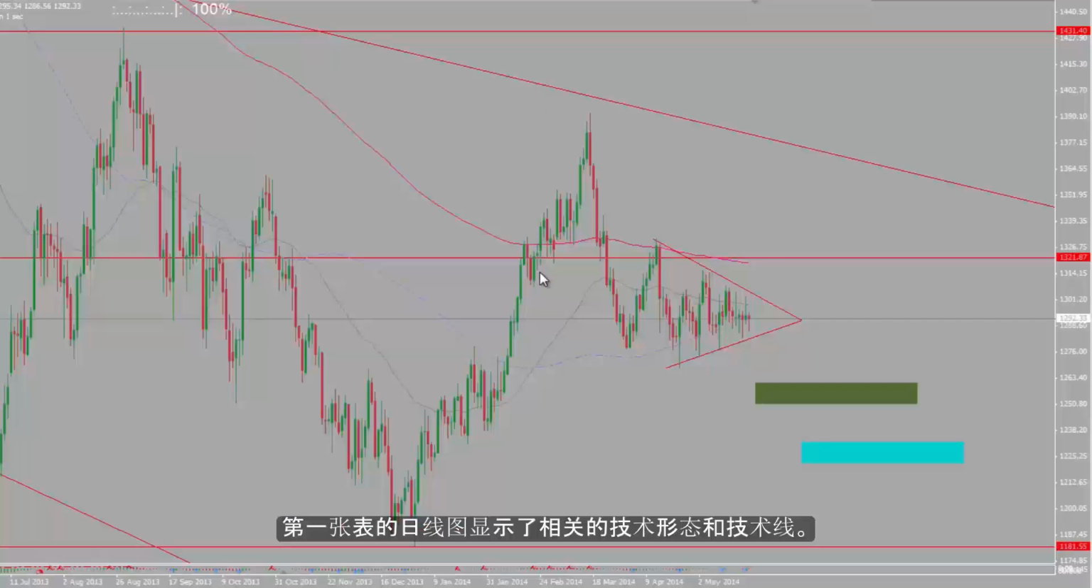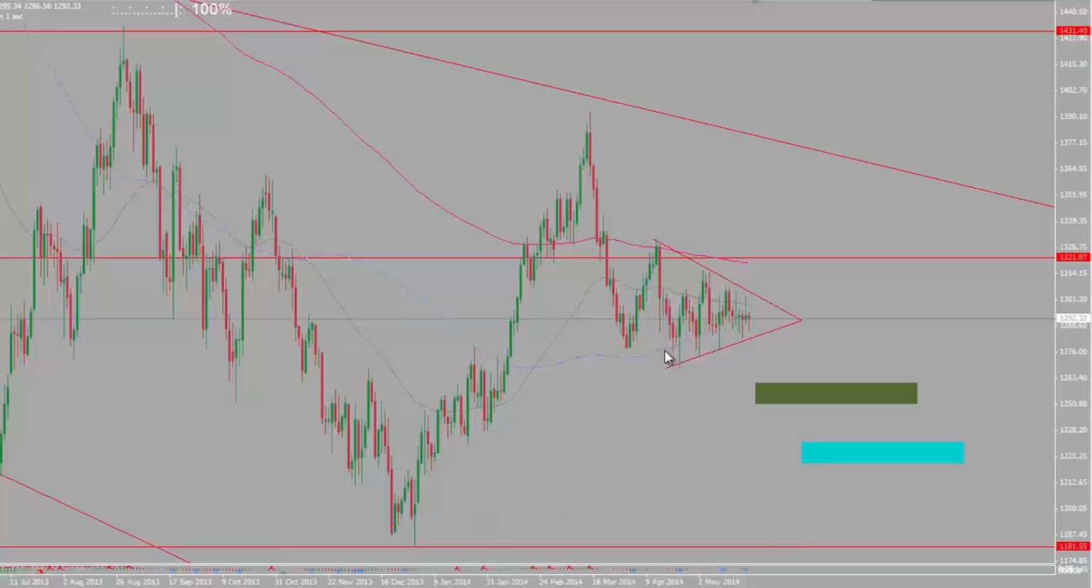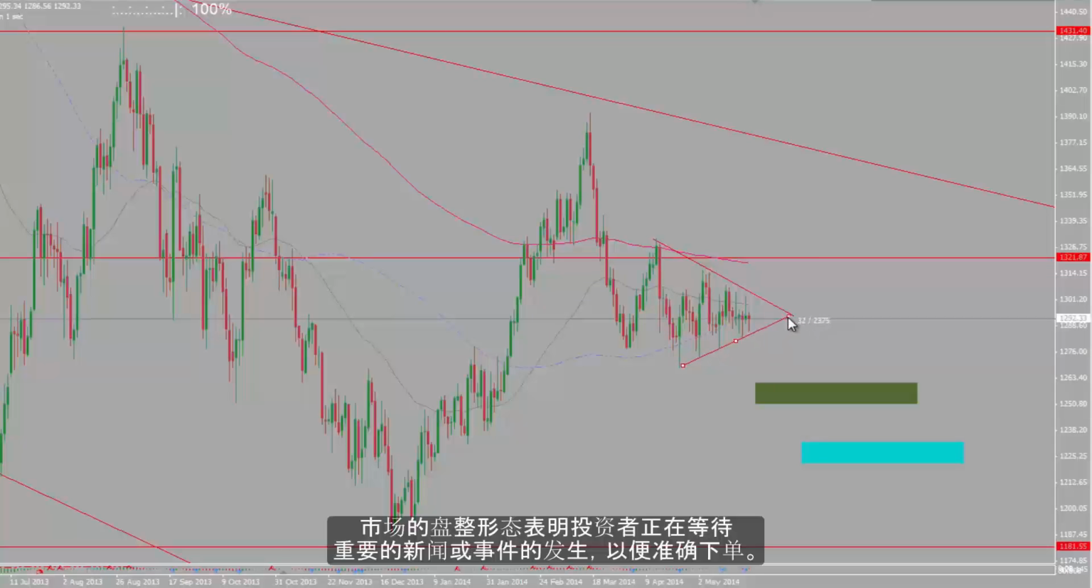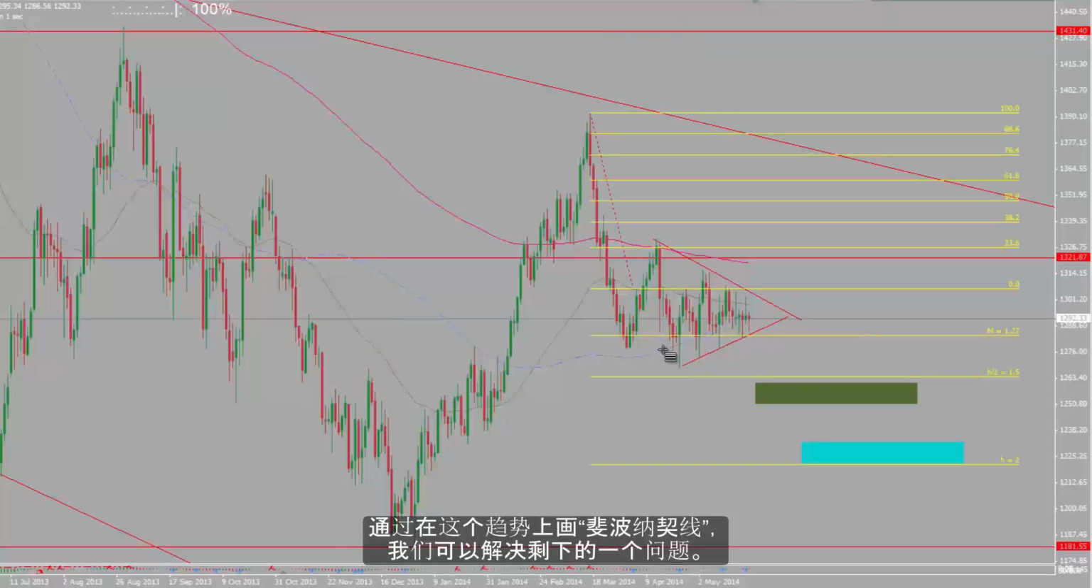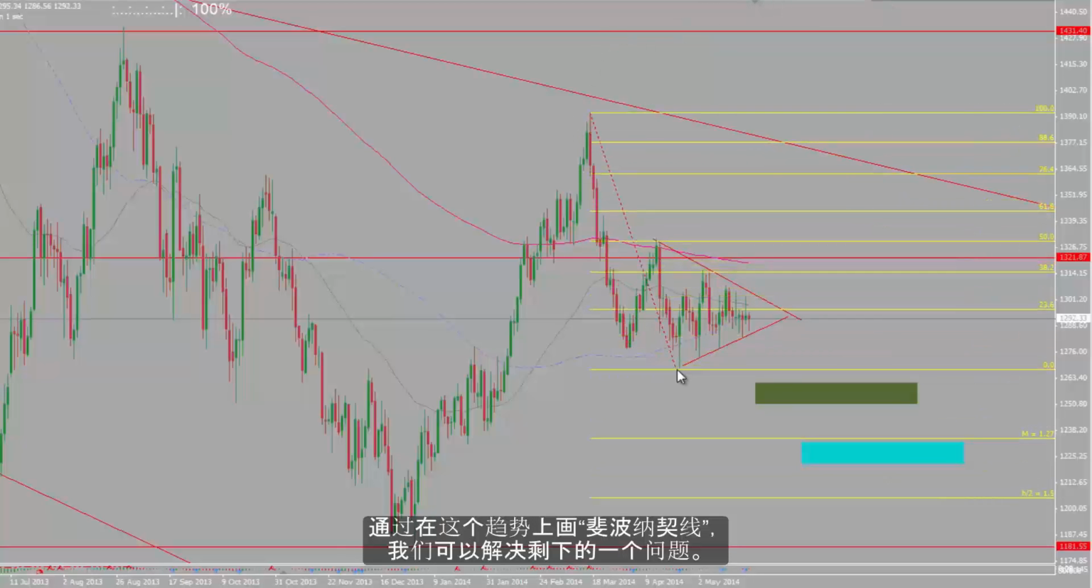The daily time frame of the first chart shows the depicted patterns and lines. All patterns and lines of the latest wave are available. A triangle pattern is more obvious on this time frame. The range market shows that traders are expecting key news or an event to place an order in a desired direction. The only remaining matter on this trend can be specified by drawing a Fibonacci on it.